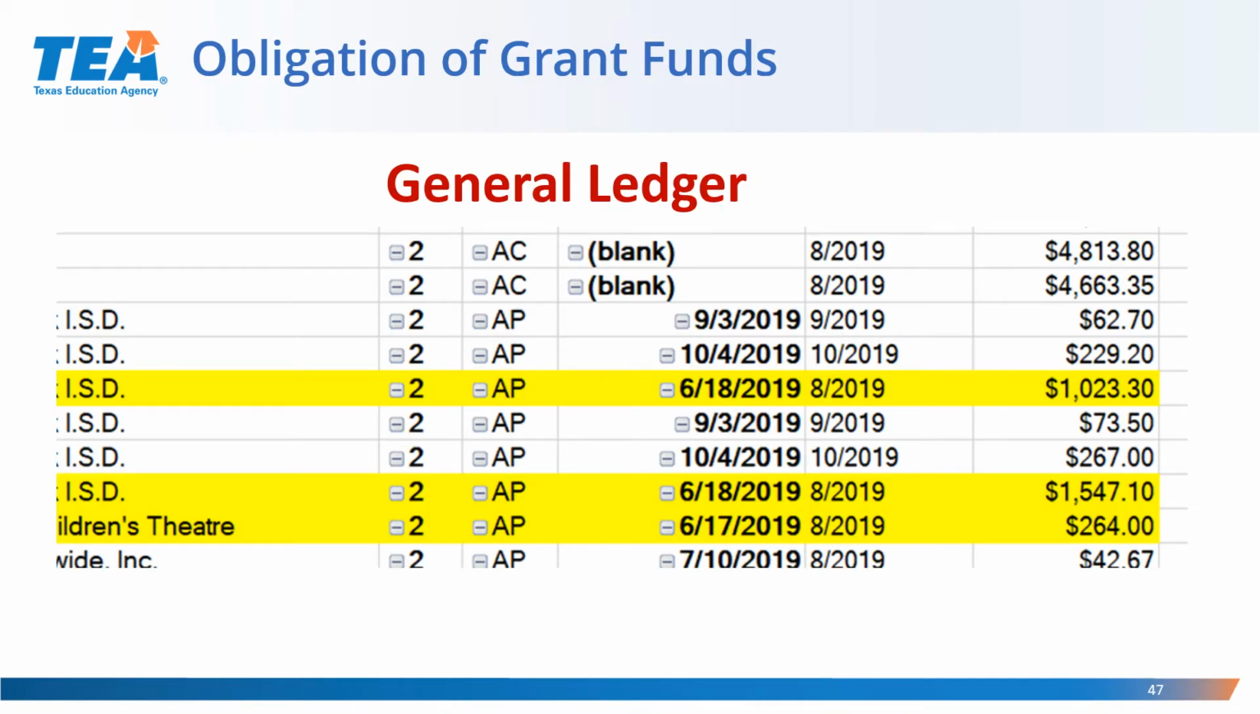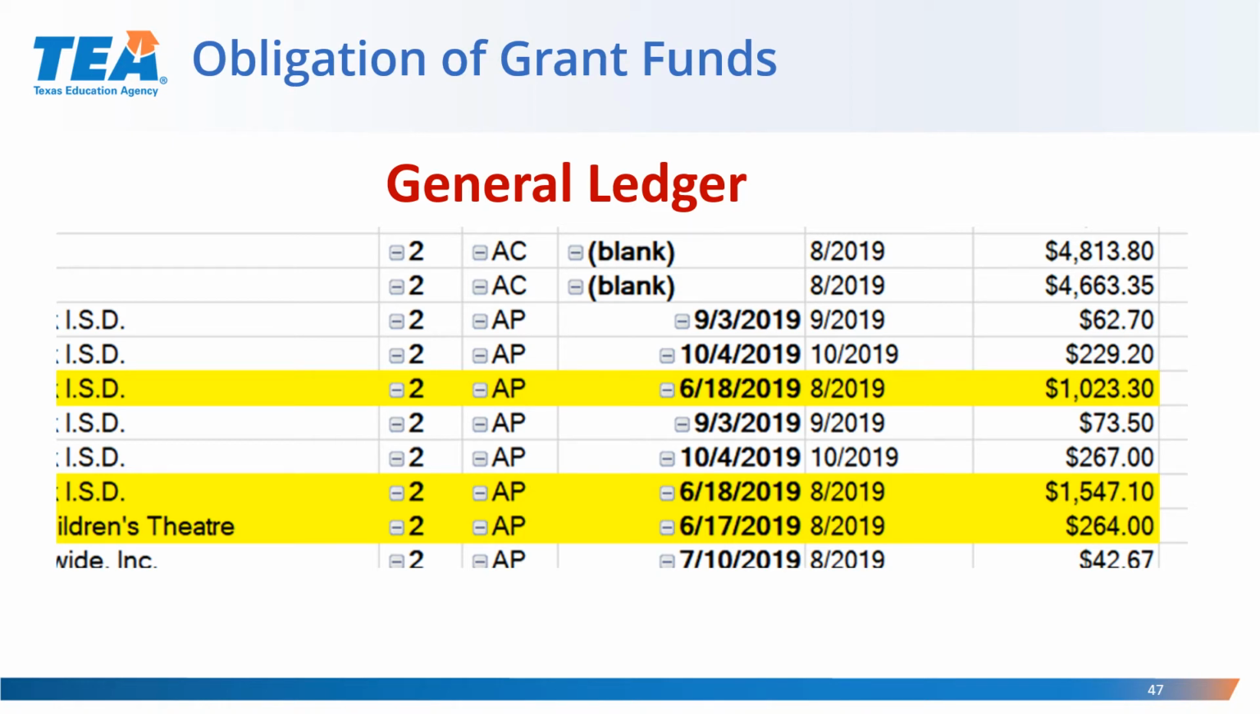So when we're talking about the period of performance or the obligation of grant funds, an auditor will look at the general ledger and specifically identify when certain expenditures were posted. In this particular example here on your screen, we note that we see a posting of June 18th of 2019 for an item. Please note that this particular grant start date was actually August of 2019.